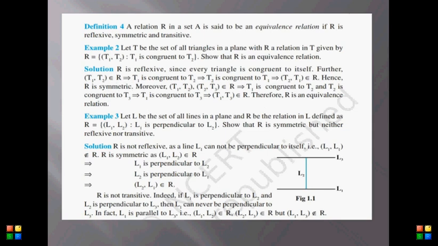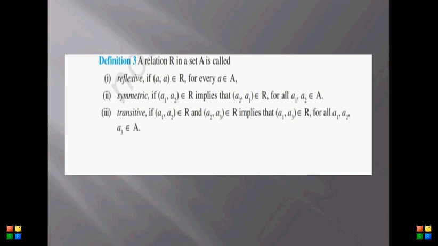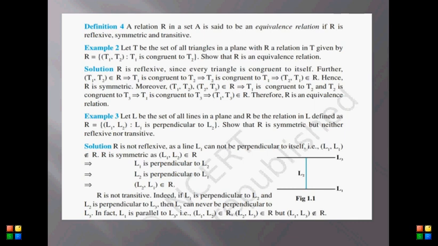Then a relation R in a set A is said to be an equivalence relation if R is reflexive, symmetric and transitive. What we just studied: reflexive means (a, a) belongs to R. Symmetric means (a1, a2) belongs to R implies (a2, a1) belongs to R. Transitive means (a1, a2) belongs to R and (a2, a3) belongs to R implies that (a1, a3) belongs to R. So a relation R in a set A is said to be an equivalence relation if R is reflexive, symmetric and transitive.